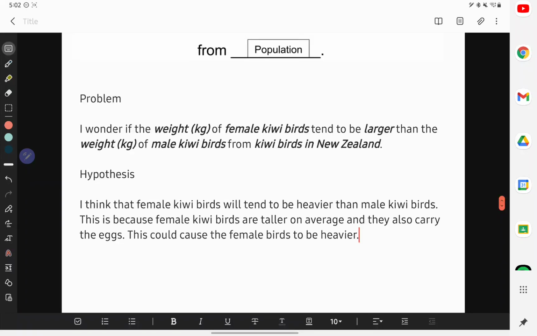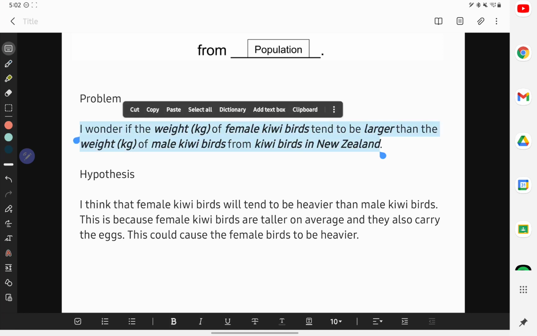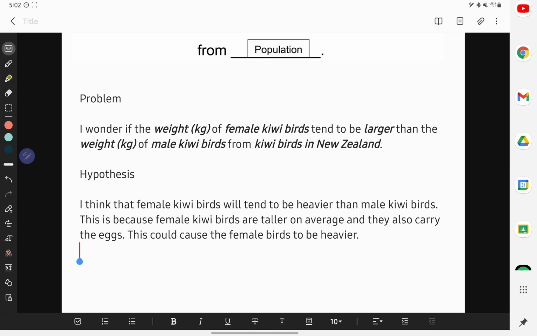So of course, if you are looking at your data set and you're writing this in, you're writing something very similar, but you are not talking about female kiwi birds and male kiwi birds. Of course, you're talking about something else. But the sentence should be very similar, right? Very similar to this, just with different words in it. Okay? So, of course, let me know if you run into any problems while you're doing yours. But that's the problem part of your assessment, right? And we go enter, enter, enter, and we carry on with the next part.